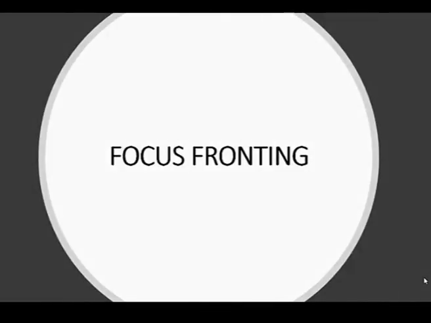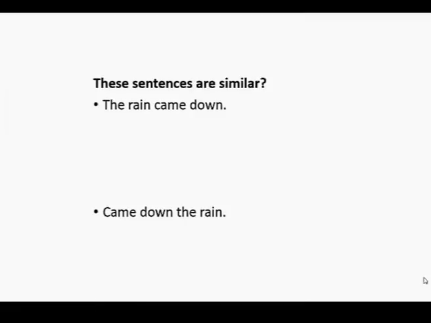We talk about focus fronting. Fronting refers to the movement of an element to the start of a sentence to give it prominence. Focus fronting is used by writers for dramatic effect. It means to emphasize some elements of the sentence, especially the shorter forms with adjectives and clauses containing question words.